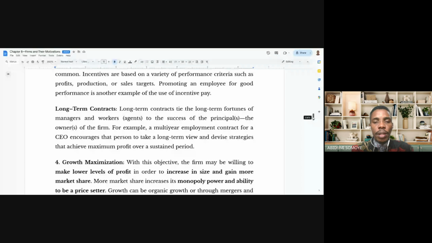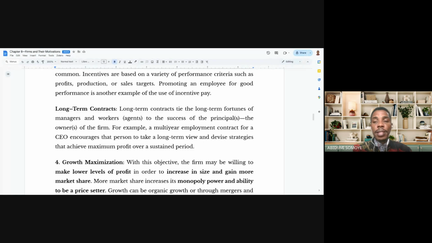Long-term contracts tie the long-term fortunes of managers and workers, in brackets agents, to the success of the principal or principals, the owners of the firm. For example, a multi-year employment contract for a CEO encourages that person to take a long-term view and devise strategies that achieve maximum profit over a sustained period. All right, so these are the ways to deal with the principal agent problem.